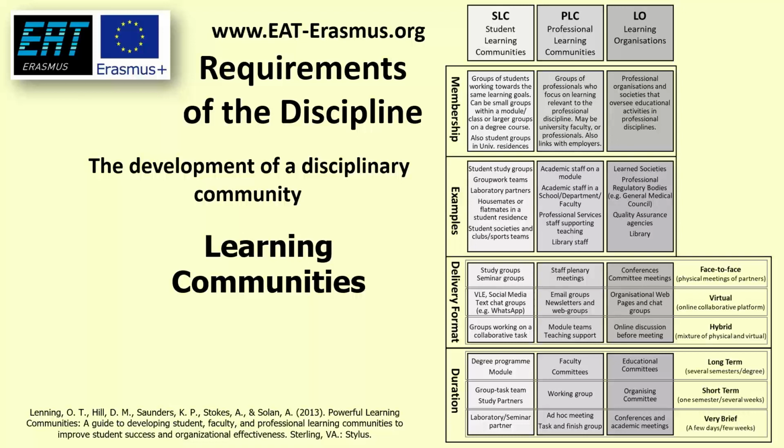Usually student learning communities are fairly short-lived. They're either within a particular task, within a particular module or course, or within a particular degree course. So it's the duration of the students being in that position where they need to rely on each other. Professional learning communities and learning organisations tend to last for longer, although the components of that, the people who are involved in those communities, might change. They're likely to be larger communities that stay for a longer period of time.